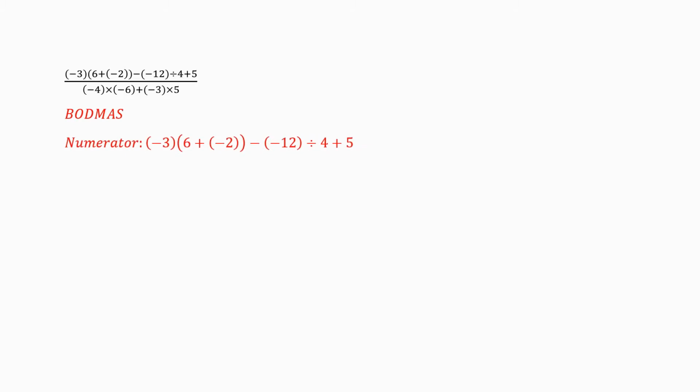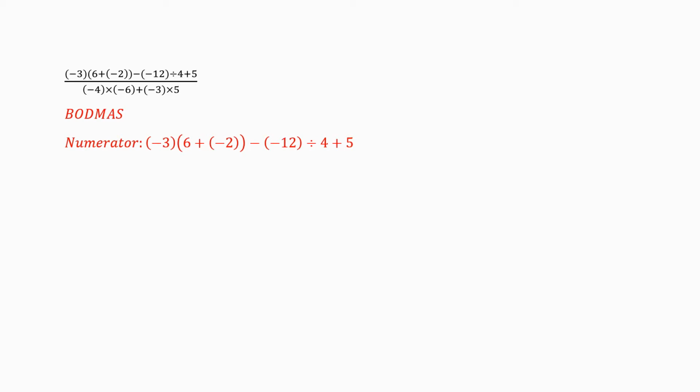And to do that, if that is our expression, we are going to use the order of operations, whose acronym is BODMAS, that is brackets, of, division, multiplication, addition, and subtraction. And we are going to start with the numerator. We have -3 into 6 plus -2 minus -12 divided by 4 plus 5. So we start by evaluating the brackets.